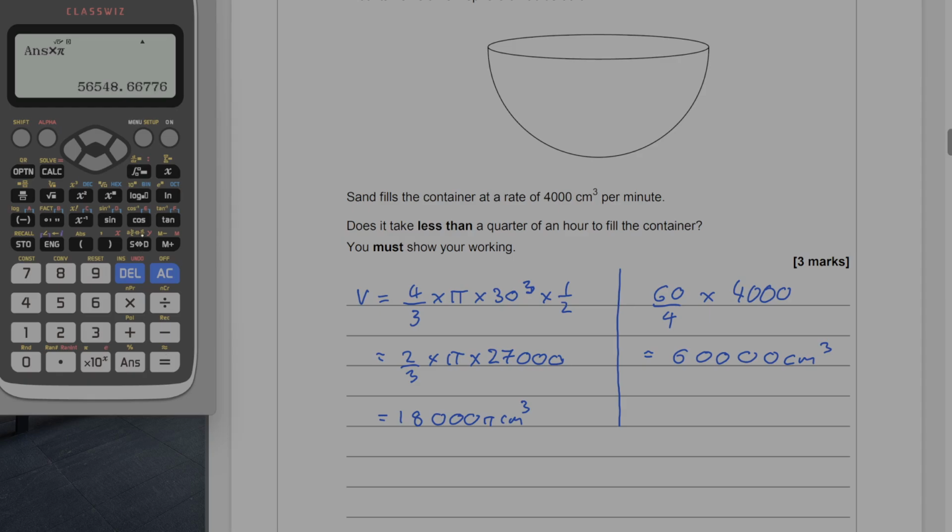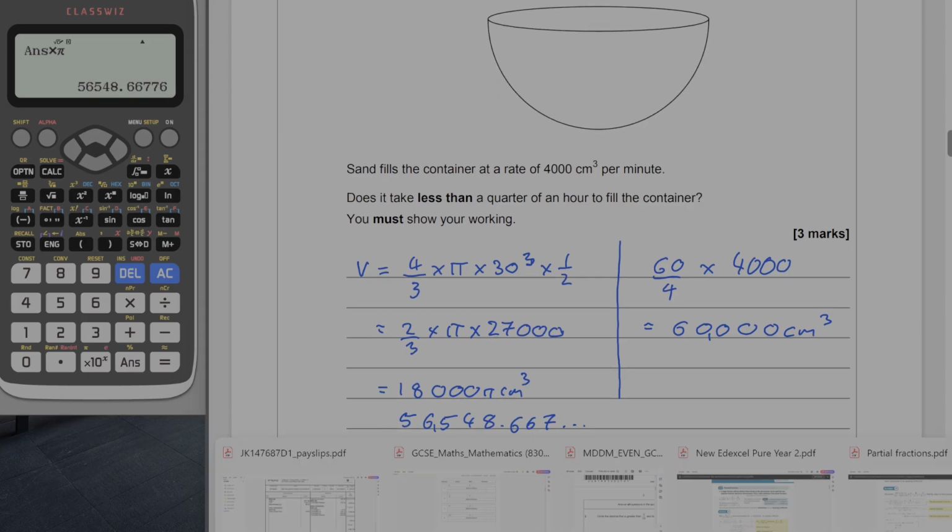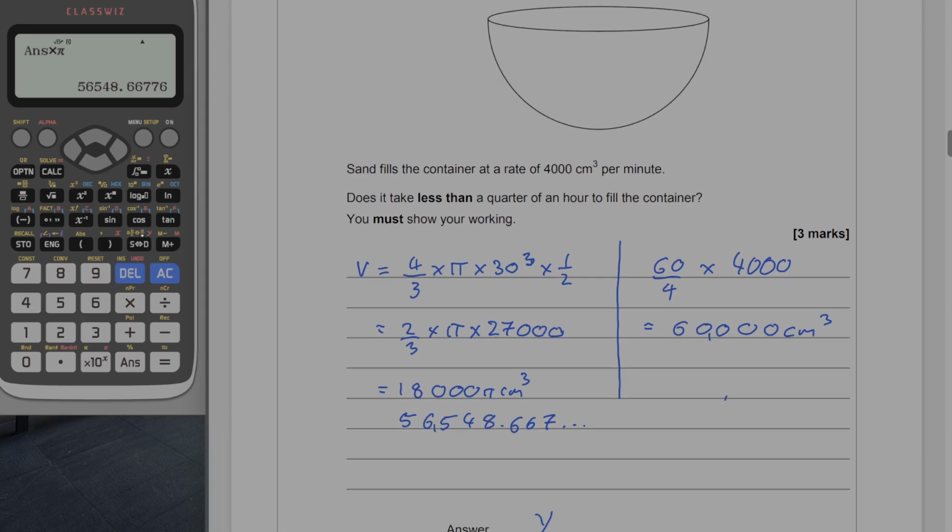And I want the decimal version. So 56548.667... So that's the volume of a third of the hemisphere. That's the amount of volume that would be filled. So we are looking at, would it fill? Yes. So let me just say yes.